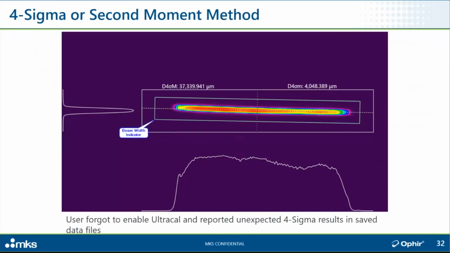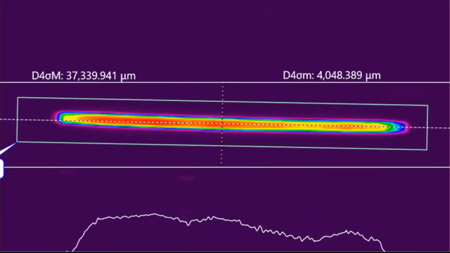So in this case, we were sent this file by a user. They had forgotten to ultracal and were confused why their beam widths were so inflated. In Beam Gauge, we have a feature called a beam width indicator. That's the light green colored box that's being drawn around the beam. This is representative of the X and Y, or the major and minor beam widths.